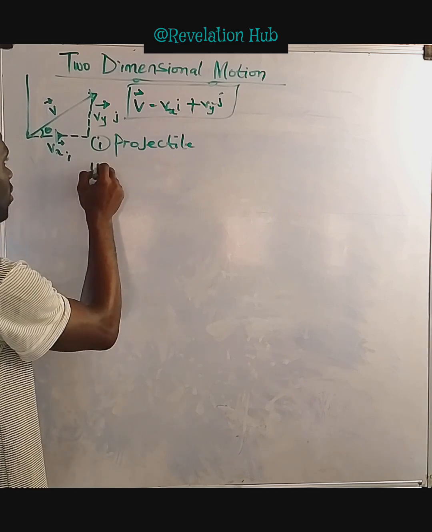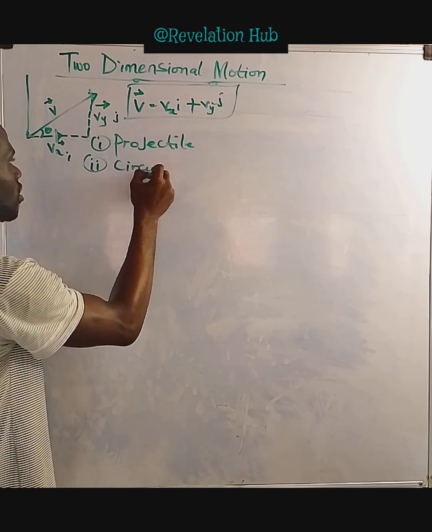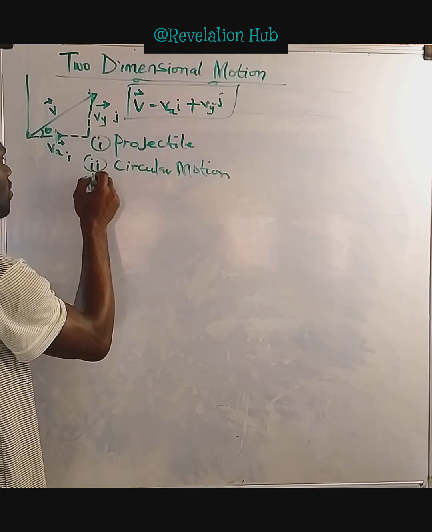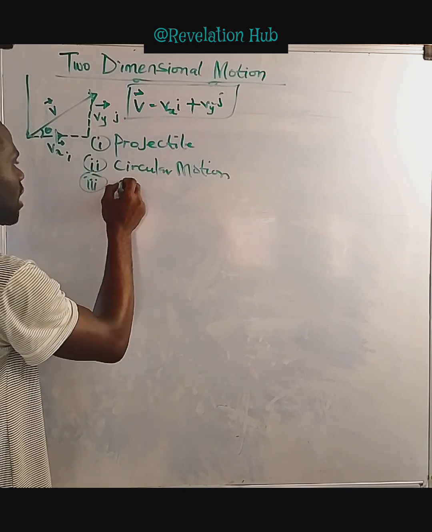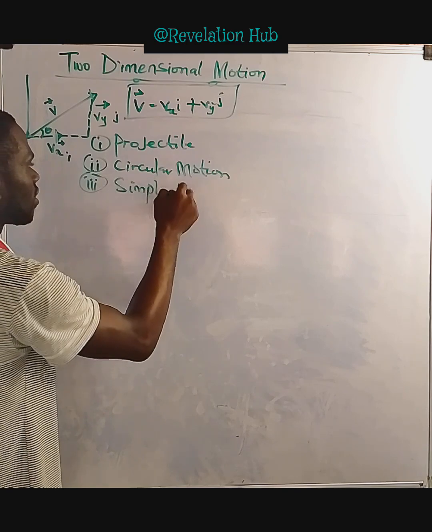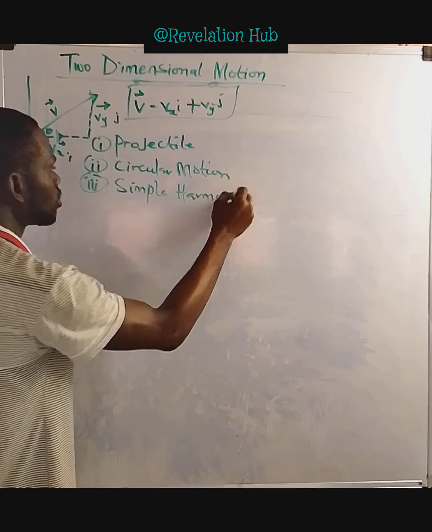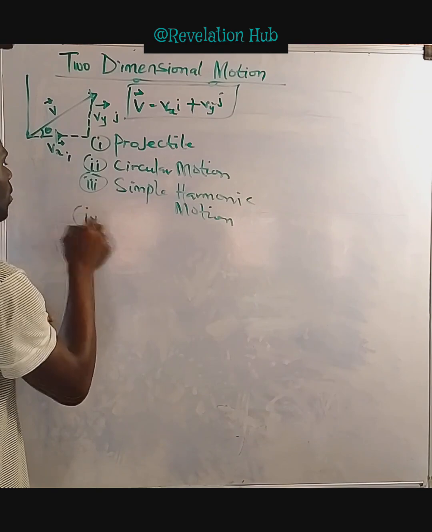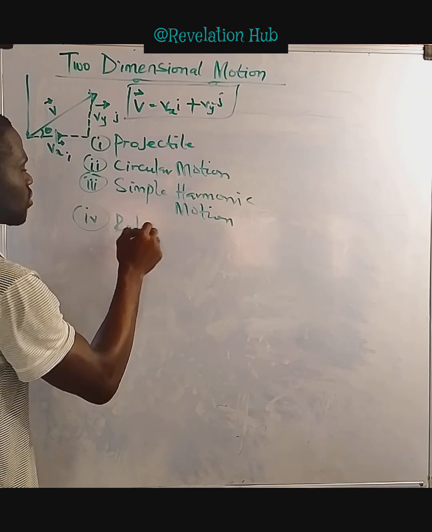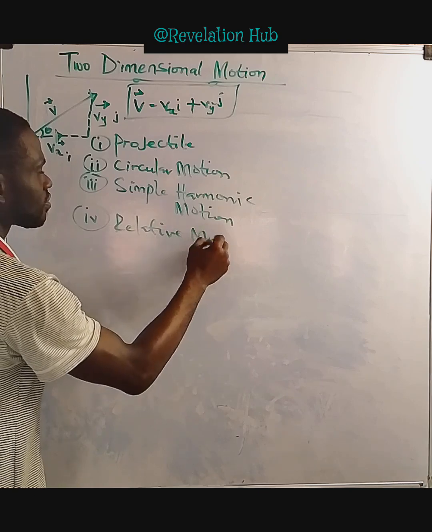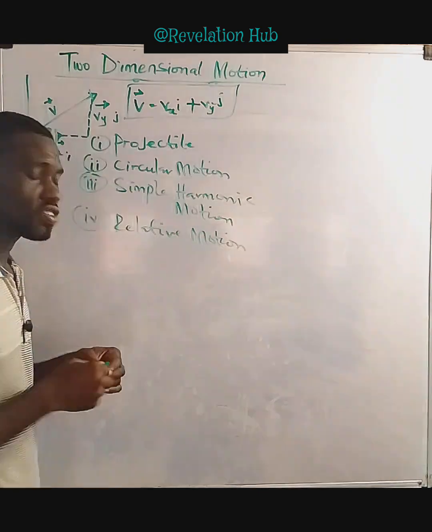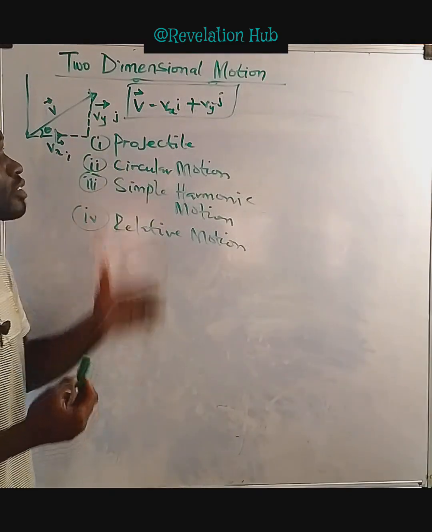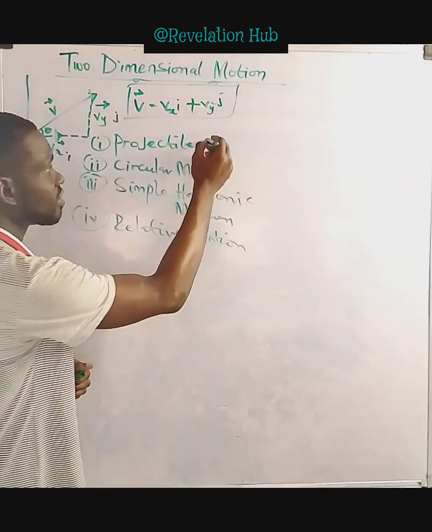The next we're going to be discussing is circular motion, particles of a body experiencing circular motion. And also we're going to discuss SHM, simple harmonic motion. It's another very good one. We're also going to discuss what we call related motion. All these sorts of motion are perfect avenues to explain what we call two-dimensional motion. But for today, we're going to be discussing projectile.